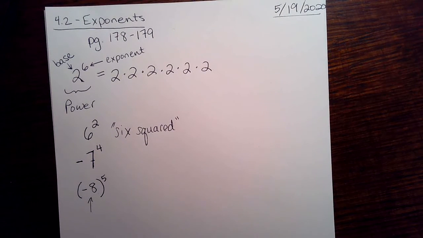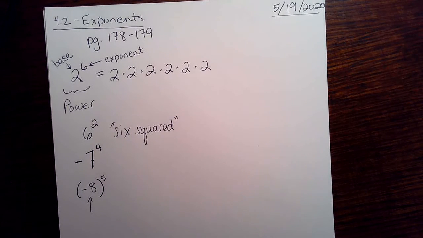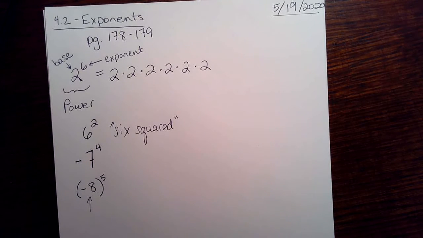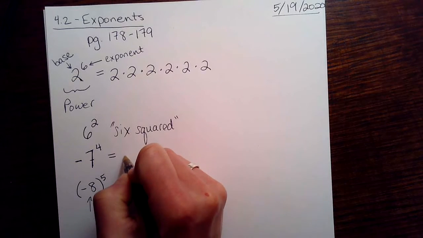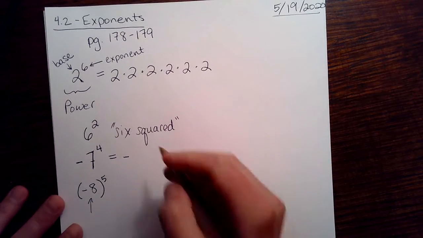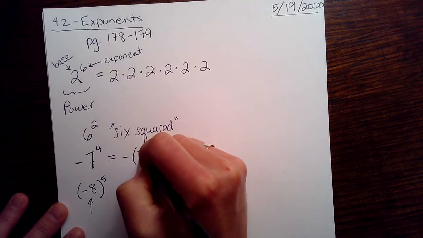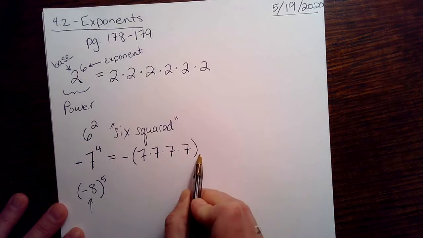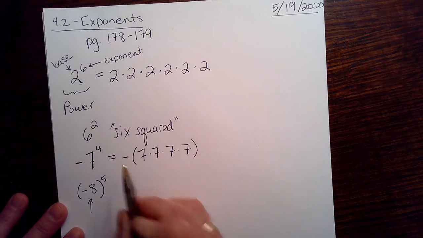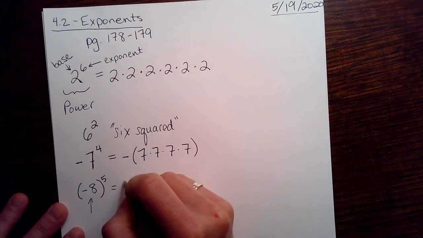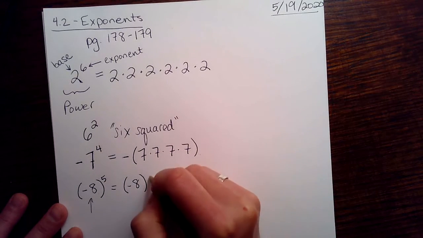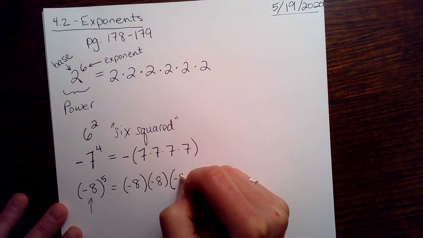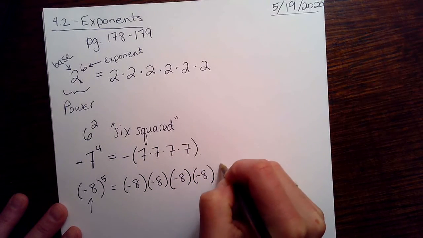And our first example shows us how we can write repeated multiplication as a power. The second example shows how we could simplify an exponent. For instance, -7 to the 4th is the opposite of 7 to the 4th power. We would multiply those 7s together and then take the opposite of that. -8 to the 5th power would be -8 times itself 5 times.